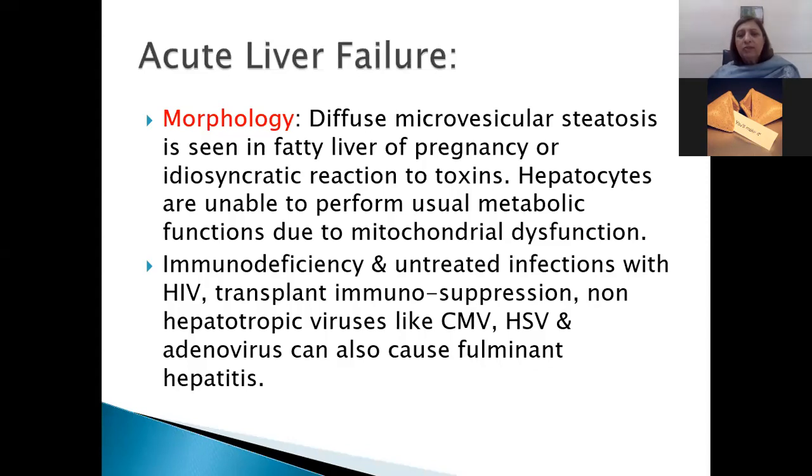Immunodeficiency and untreated infections with HIV, transplant, immunosuppression, non-hepatotropic viruses like cytomegalovirus, herpes simplex virus, and adenovirus can also cause fulminant hepatitis. Acute hepatitis, acute liver failure, or fulminant hepatitis is one and the same thing. These infections are not by the hepatotropic viruses. Hepatotropic viruses are those viruses which have the affinity to infect the liver. So these viruses, HIV, cytomegalovirus, and herpes simplex virus, cause other diseases as well and can also lead to acute viral hepatitis of fulminant type. Fulminant means it is a very aggressive type of hepatitis.